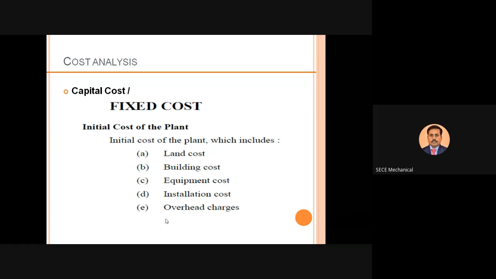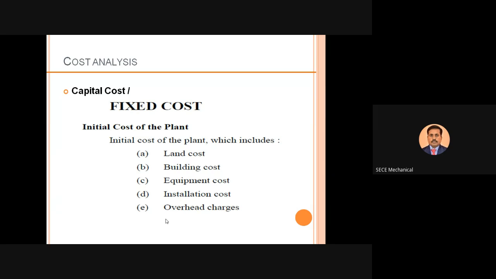And not only purchase, you have to install. That equipment should be installed in your area, and that requires some money, so that cost is called installation cost. And some overhead charges: apart from these costs, some charges and expenses are also needed for the initial setup of the power plant. That cost comes under overhead charges. So these all come under capital cost or fixed cost.